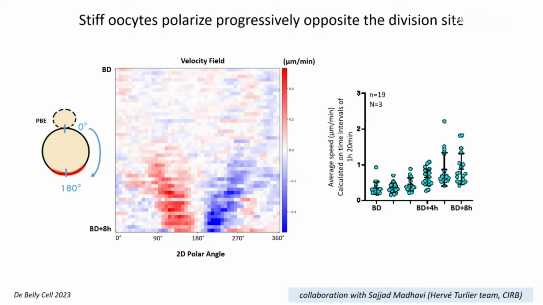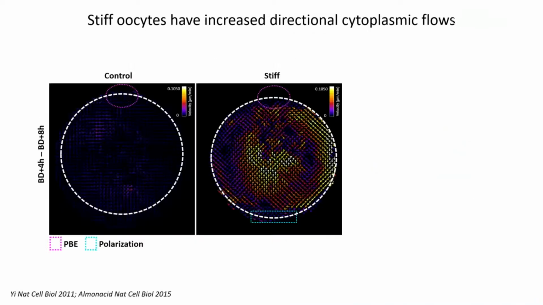Oocytes are not migrating cells, so we wondered if this polarization, instead of moving the cell, could move the inside of the cell. For that, we looked at flows that were occurring in the cytoplasm of these oocytes. On the left, these are stick maps from NEBD plus 4 hours to NEBD plus 8 hours, so when the spindle is migrating.